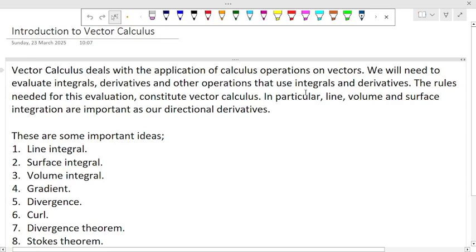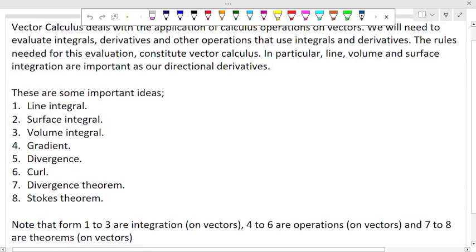In particular, line, volume, and surface integrals are important, as are directional derivatives. Vectors have to do with magnitude and direction. So derivatives include directional derivatives, and of course then we have to talk about line, volume, and surface integration.